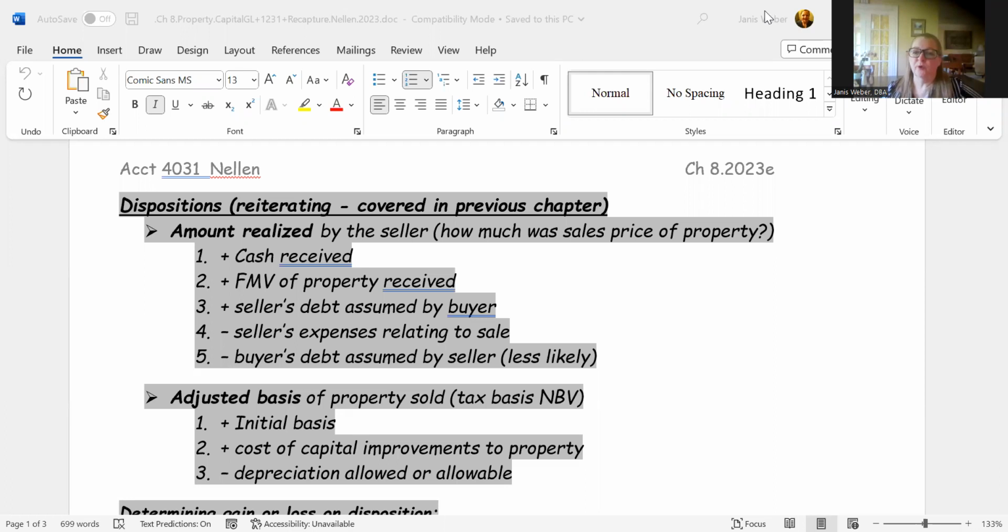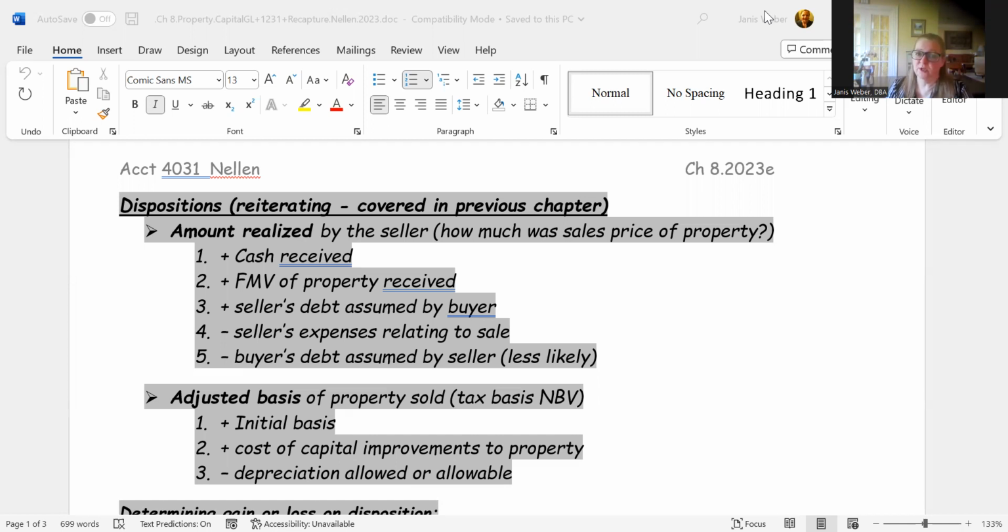Okay, so we're reiterating at the very beginning here. We learned this in a previous chapter. When you dispose of an asset, you have to know how much was realized. In other words, how much did you get out of the deal, or your client. When I say you, I'm talking about the people you're trying to do a tax return for. But in any case, the amount realized to the seller means how much was the sales price, basically. What did they get in total for the transaction?